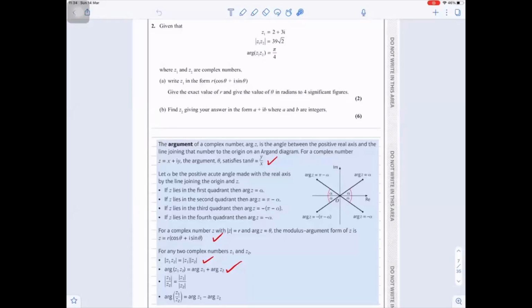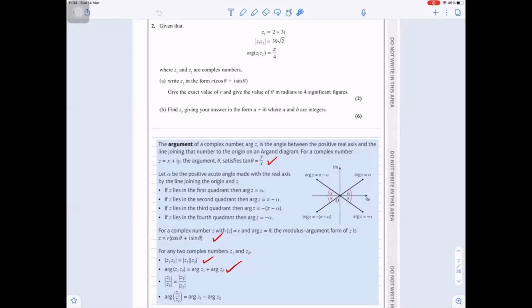Question number 2. Given that Z1 is equal to 2 plus 3i, and given the other part as well, where Z1 and Z2 are complex numbers, write Z1 in the form r bracket cos theta plus i sin theta. Give the exact value of r and give the value of theta in radians to 4 significant figures. Part B, find Z2, giving your answer in the form a plus ib, where a and b are integers.